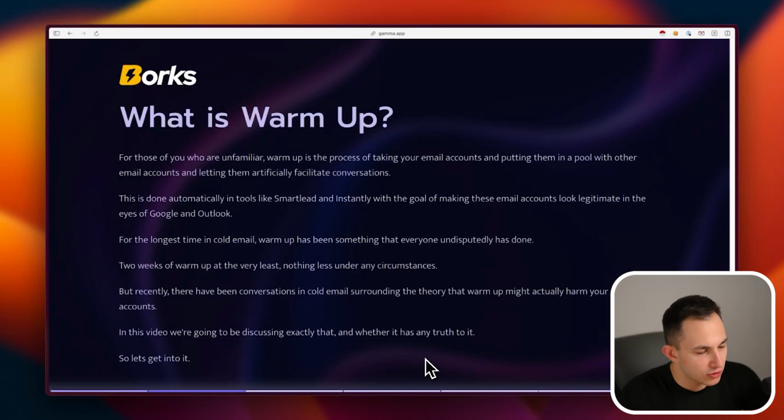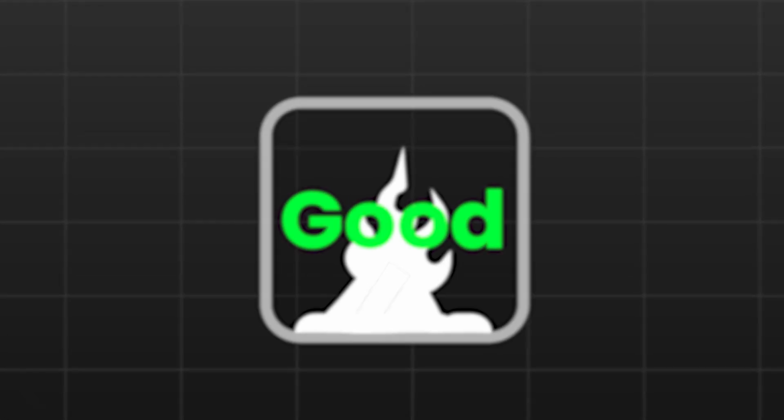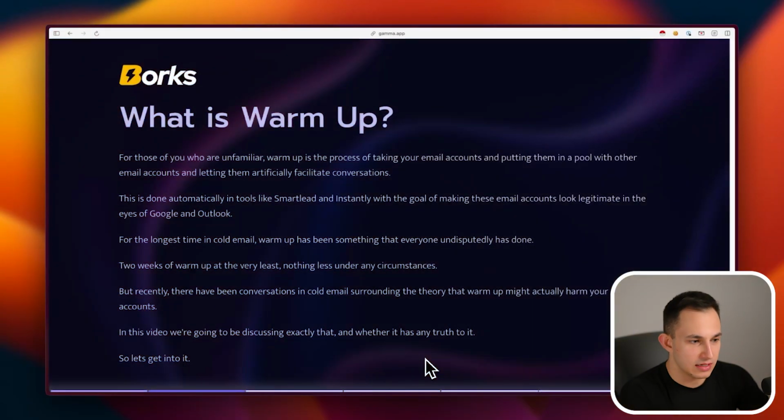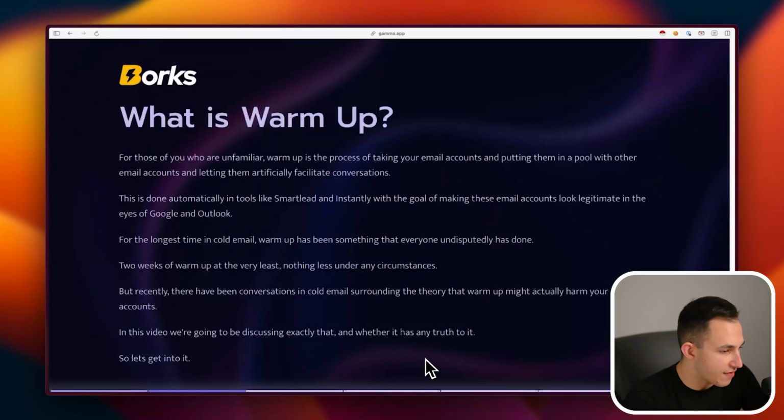Okay. Now, for the longest time in cold email, warm-up has been something that everyone has undisputedly done. No one's ever argued that warm-up in cold email isn't something you should be doing, right? But recently, there's been a lot of conversation about whether warm-up is or is not actually good for deliverability. Okay, now 2 weeks of warm-up at the very least, under no circumstances, is what everyone's done for the longest time. So you can imagine that people now saying that you don't need it at all is a pretty crazy statement, right? And you need to have evidence for that.